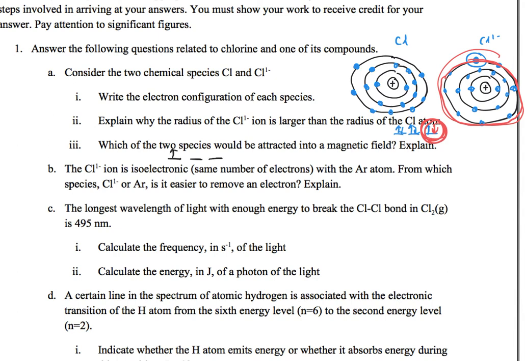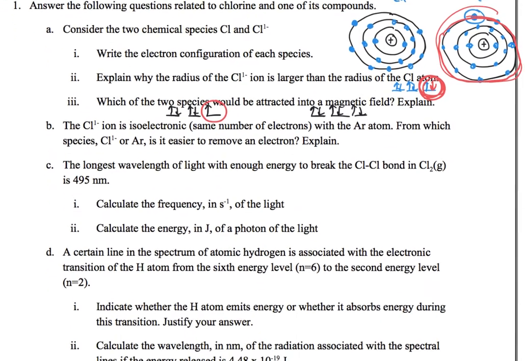Well, here's my Cl one more time in that 3p sublevel, and here's my Cl minus. What I see is an unpaired electron, and we know if there's an unpaired electron, it is paramagnetic, which means it is attracted to a magnetic field. No unpaired electrons, like Cl minus, means diamagnetic. Magnetism goes to di, so it is not magnetic. So the regular neutral chlorine would be attracted to a magnetic field.